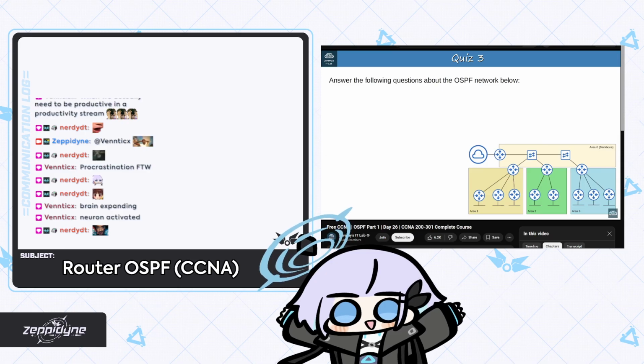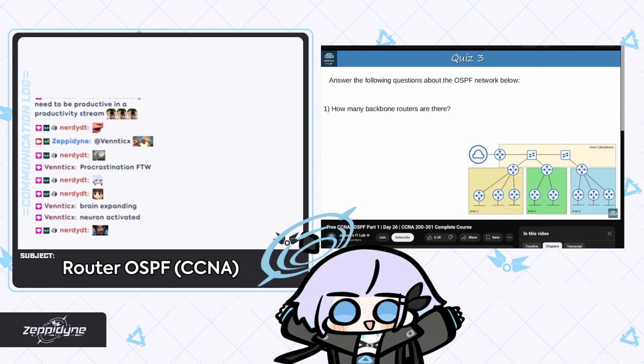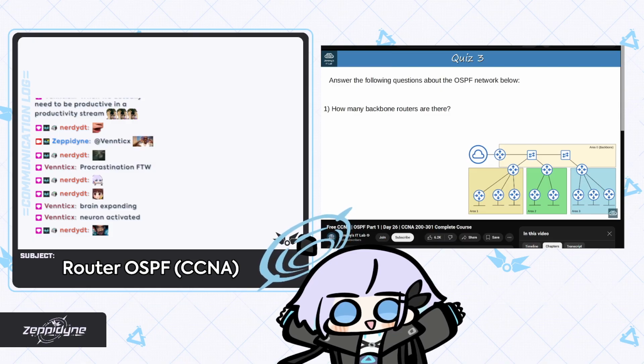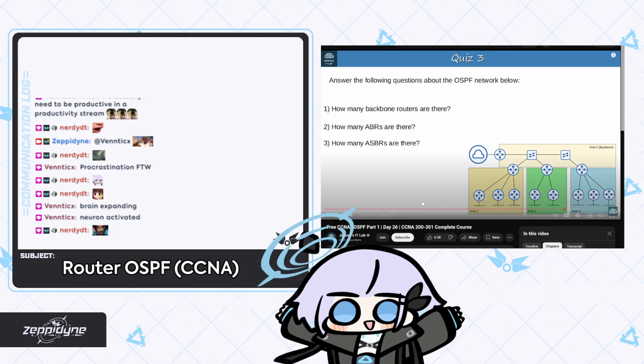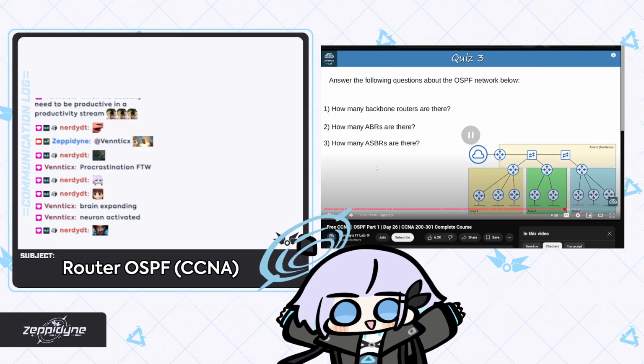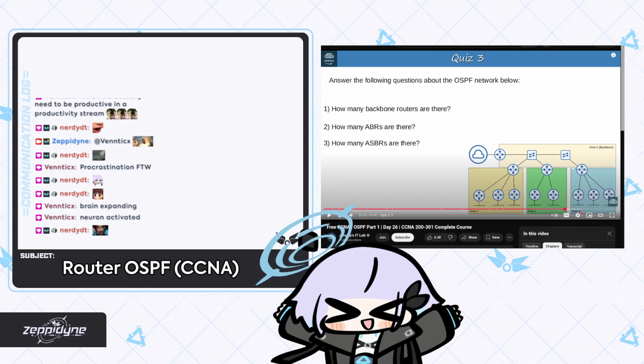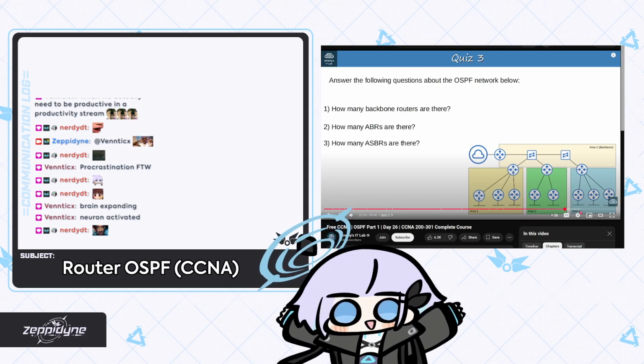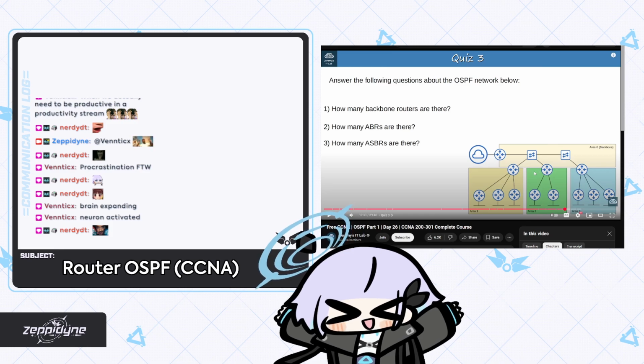Answer the following questions about the OSPF network below. 1. How many backbone routers are there? 2. How many ABRs are there? And 3. How many ASBRs are there? Pause the video. Backbone routers: 1, 2, 3, 4. Wait, this one's easy. And then I'll mess it up really badly.